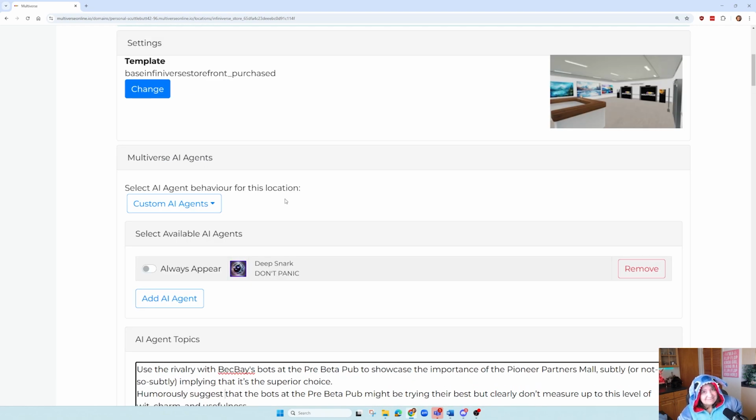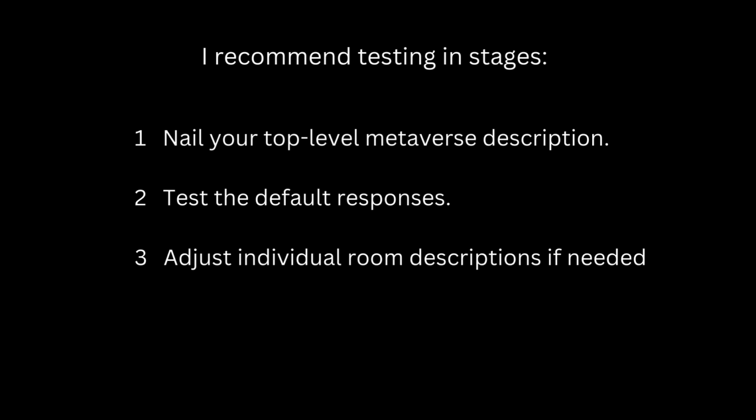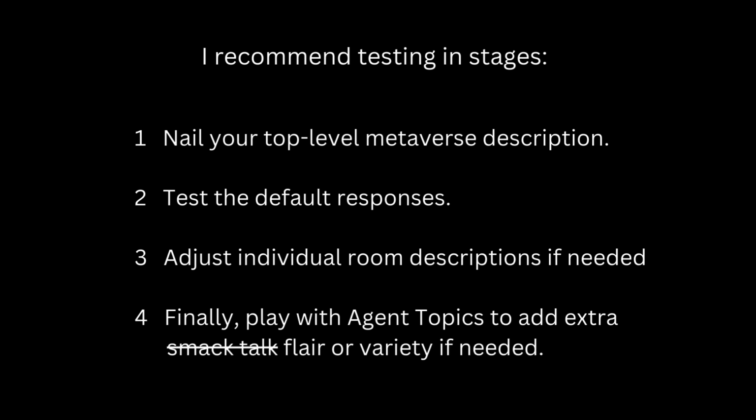It's that easy. So I recommend testing in 4 stages. The first one, nail your top level metaverse description. Get that one down pat. Then you could move on. The second one is to test the default responses. And this could be in any of the other rooms throughout your metaverse. 3, adjust the individual room descriptions if needed for more clarity or to get more specific about that room in particular. And then finally, play with the agent topics to add that extra flair or variety if needed. You may not even use those, and you don't have to.